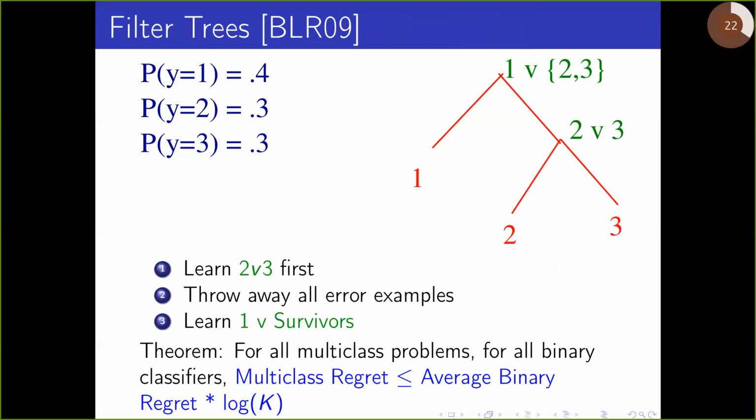So when you're doing this, okay, you want to classify for 2, 3. What do you mean by throwing away all error examples? So you have a set of examples which have label 3, but the classifier 2 versus 3 prefers class 2. Okay. So you remove all the examples from your data set which have class 3.